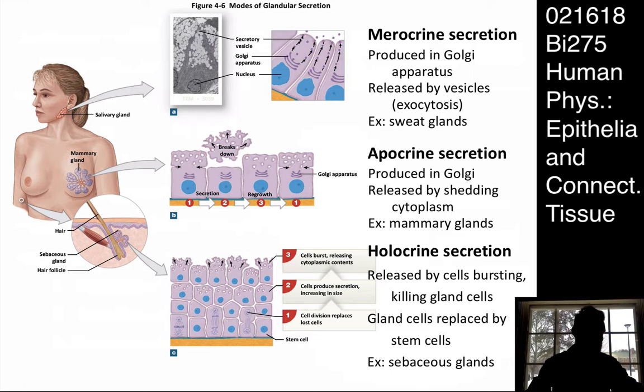Sebaceous glands are essentially the glands that give you pimples. They're oil glands on the skin. They produce sebum, skin oil. So what's the purpose of a sebaceous gland in general? I just said to make skin oil. What is it really trying to do?